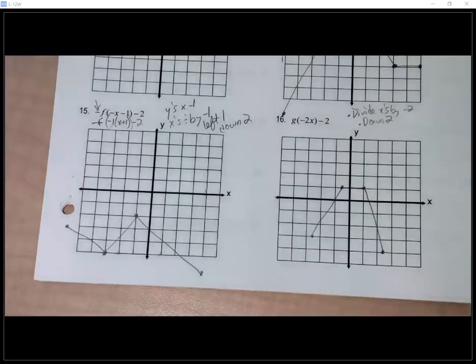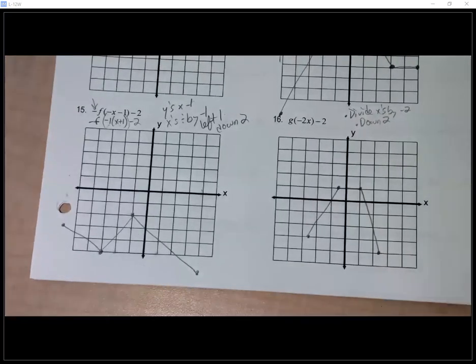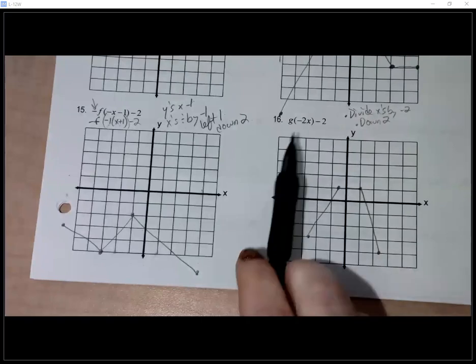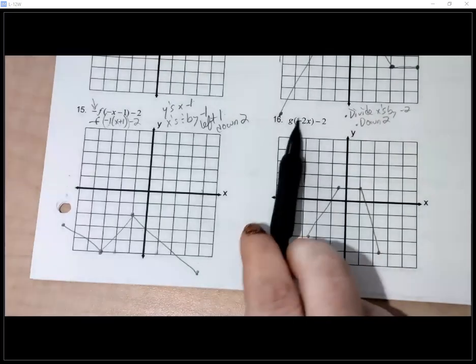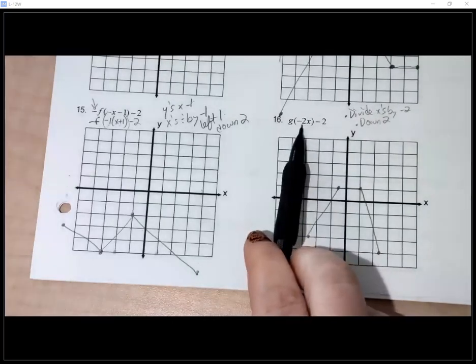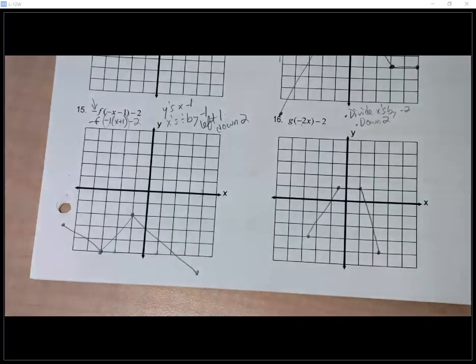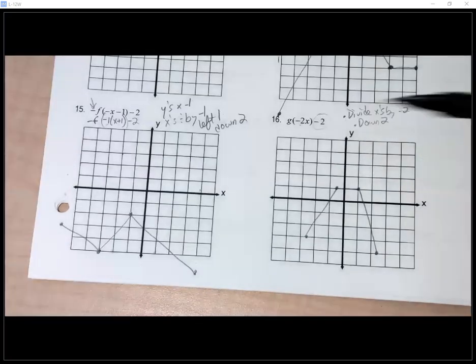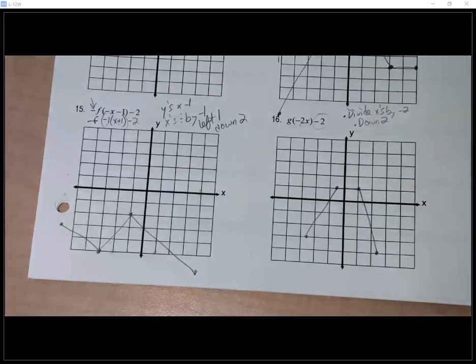Thoughts? We're okay? Yeah? All right, and then the last one now, just be careful you're dealing with the G's. You've got a -2 inside your parentheses. So that means I'm going to divide all of my x's by a -2. Dividing my x's by -2. And then this -2 on the outside, shift the whole thing down 2.